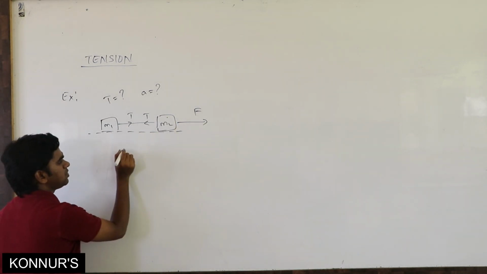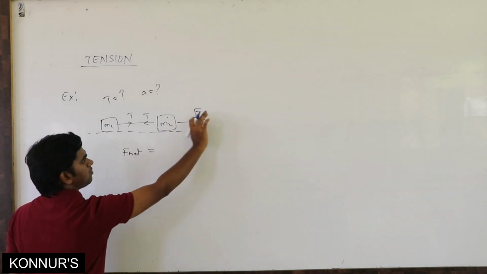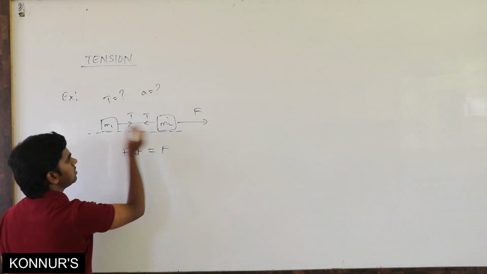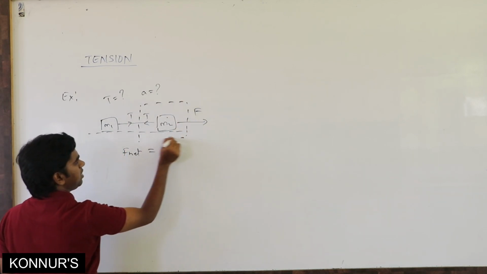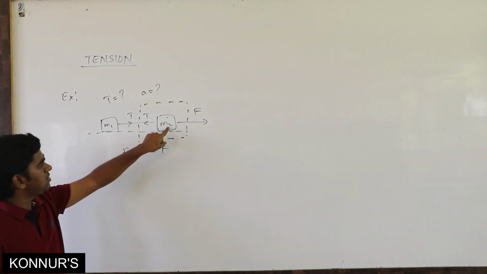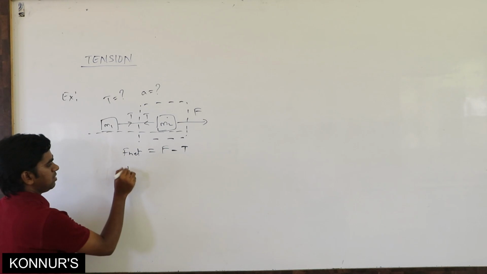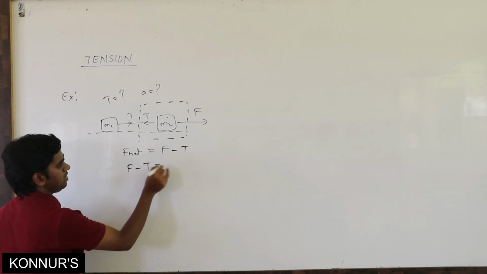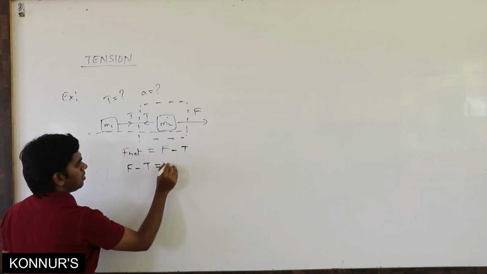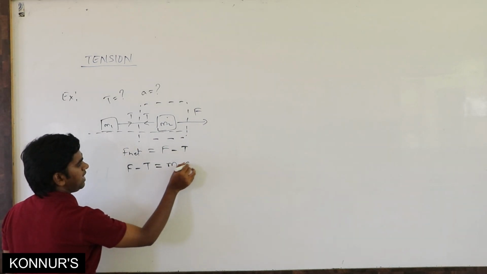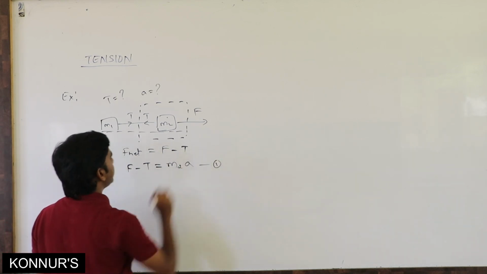What is F net on this one? F net equals, the direction of force is here, forward force minus backward force. What is the backward force? I am taking this as a system, not the whole as a system. If you consider this as the system, the backward force is T, the tension. So what is the net force? F minus T equals, since it is moving, that means you have to write mass into acceleration. We have to follow the steps. So you got one equation.